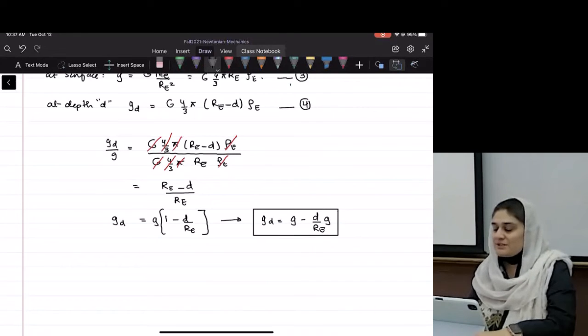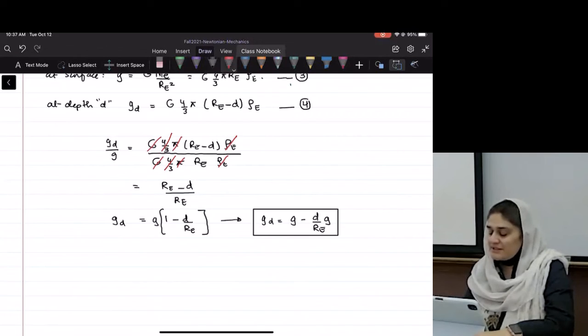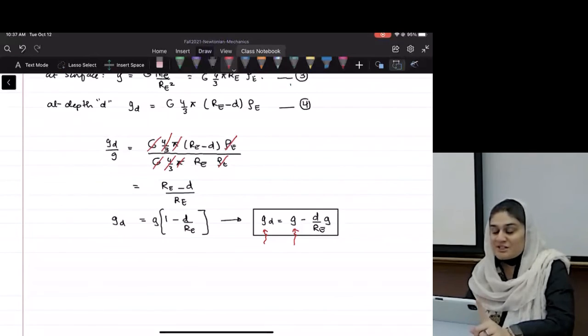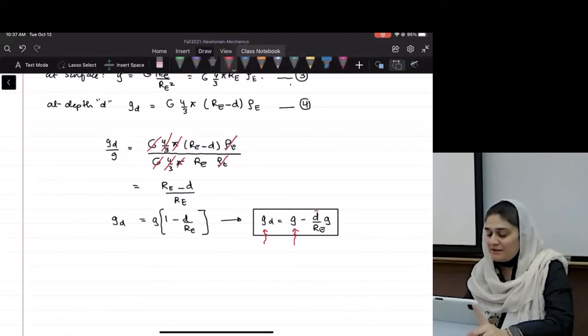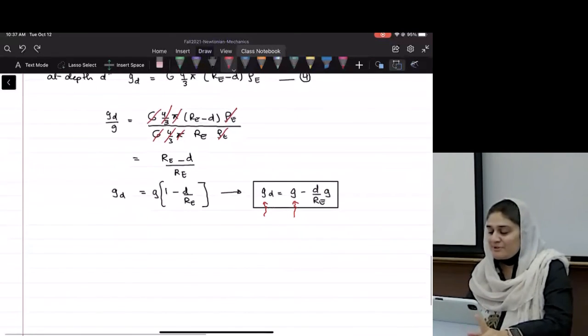What does that equation say to you? This is the gravity at depth d, acceleration due to gravity at depth d. This is the acceleration due to gravity at the surface. The minus sign indicates what? g_d is being reduced by that factor, right? So here's where the magic happens.